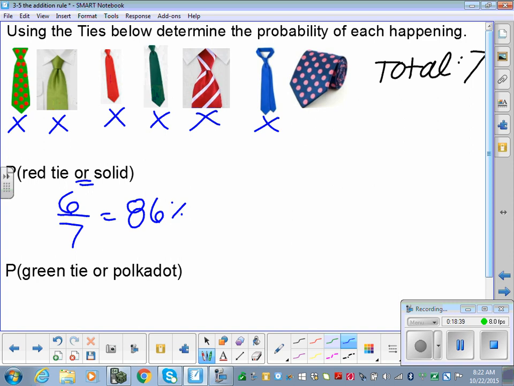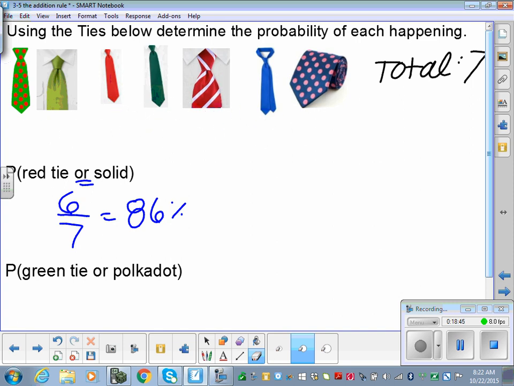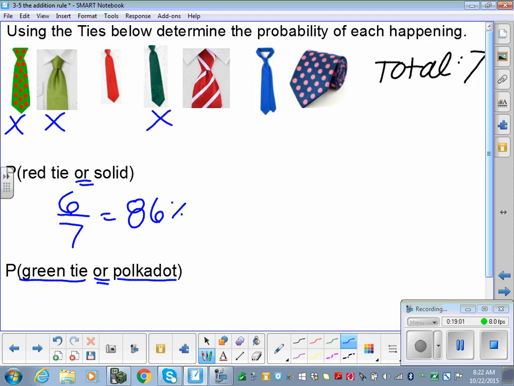Okay, let's practice another one. This bottom one. So I'm going to start over. All right, so now it says, what's the probability of getting a green tie or, they all are welcome, a polka dot. So I'm going to go through and cross out my green ties because they get to come. Green tie, green tie, green tie.